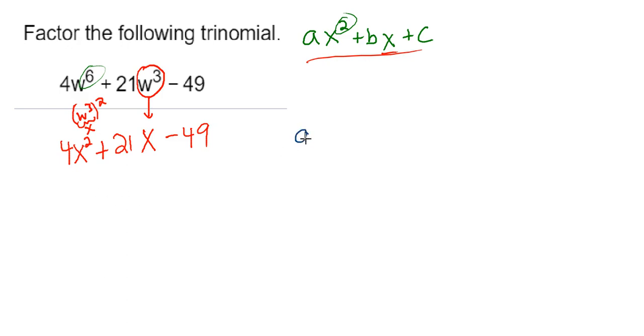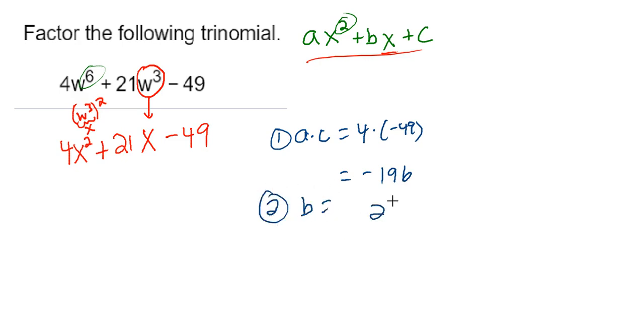So a times c is going to be 4 times negative 49, which is going to be negative 196, I believe. I'm not using a calculator, so I hope that's right. B is equal to 21. So we need two numbers that multiply to negative 196, but will add to 21. Now, because it needs to multiply to a negative 196, one number here will be negative and one will be positive. So when we add these two numbers together, they actually subtract each other.